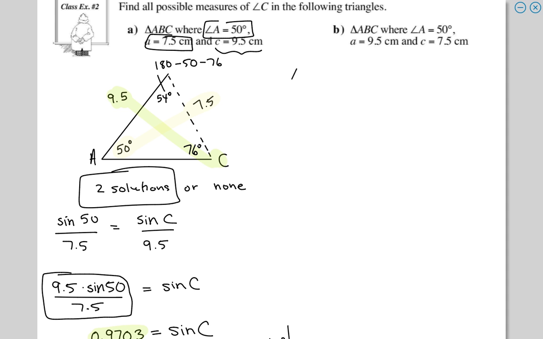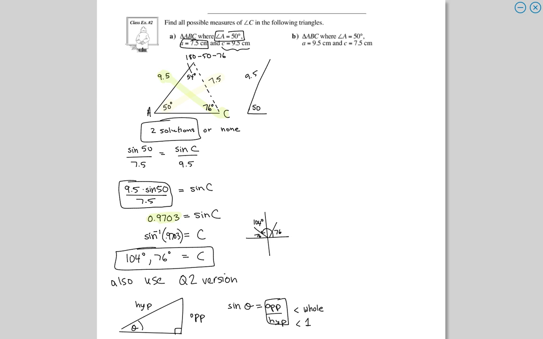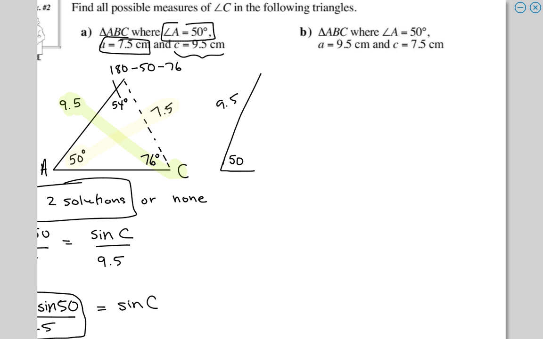So now right next to it, draw the other one. So we're going to keep that 9.5, and then we're going to keep the 50 degree angle. But now we need an angle of what? 104 down in the corner. So that's going to look like this. God, that's so ugly.